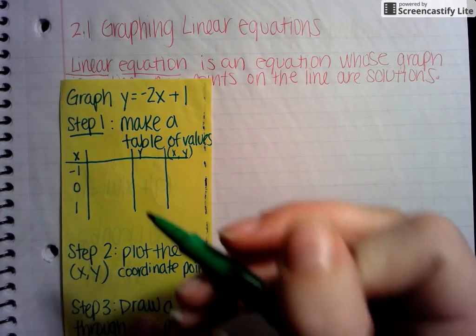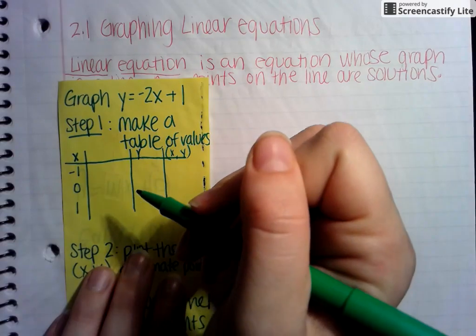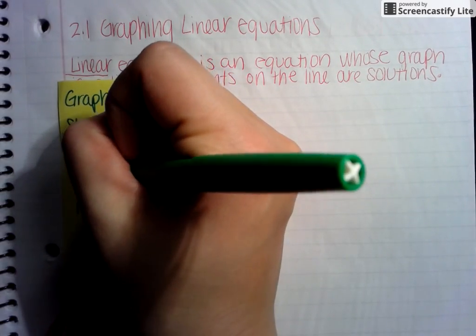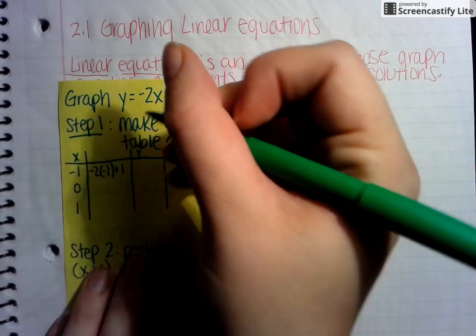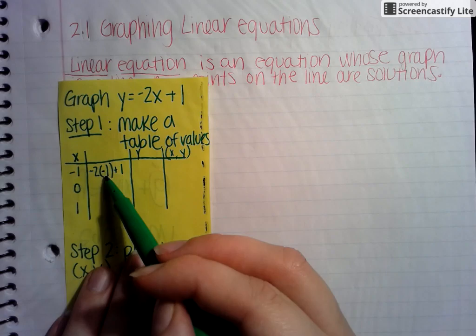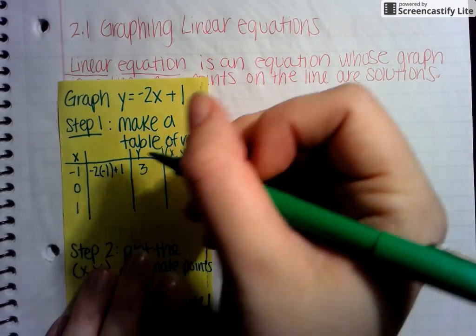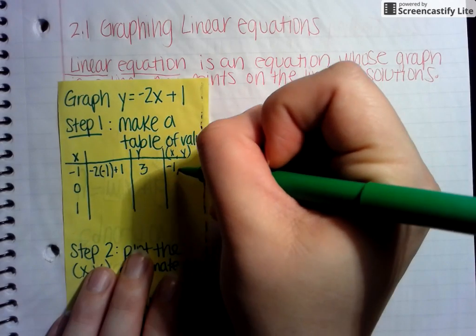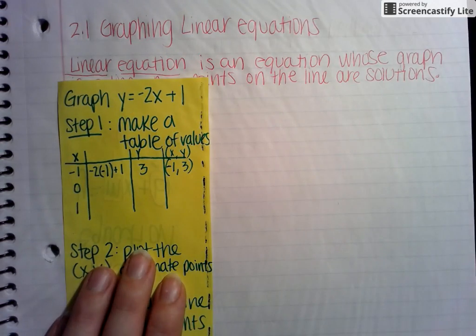I'm going to take -1 because that's my x value, and substitute it in for x. So I have -2 times -1 plus 1, and that's going to give me my y value. -2 times -1 is 2, plus 1, which gives me 3. So my new point is -1, 3. That is a solution on my graph.